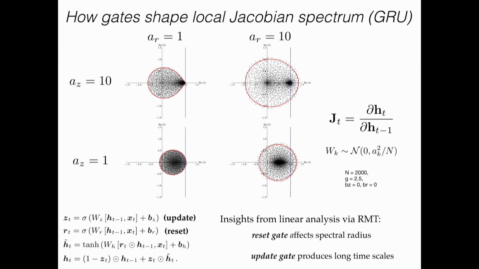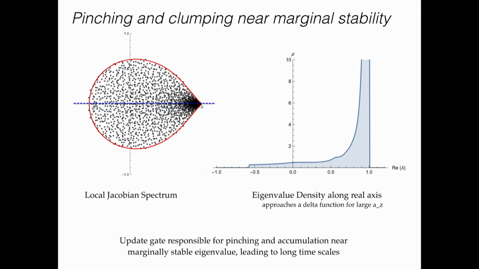AR from 1 to 10, the main thing that you see is that you get less stable. You get more eigenvalues with real part bigger than 1. On the other hand, if you ramp up AZ, what you find is that you end up getting this clumping behavior near 1, so you get this explosion of very slow directions and long timescales. And you also see this interesting pinching phenomenon where you get this clumping and pinching together. And if you take a slice along the real axis of this density, you can see this very clearly. We get this explosion of eigenvalues really close to real part just less than 1. So this is what happens for the GRU.